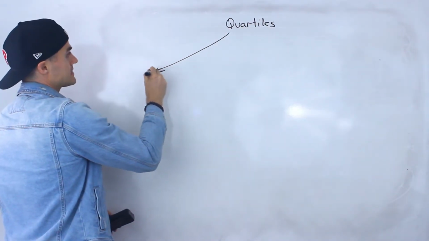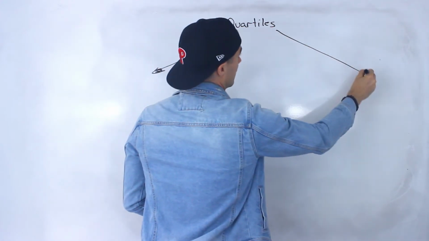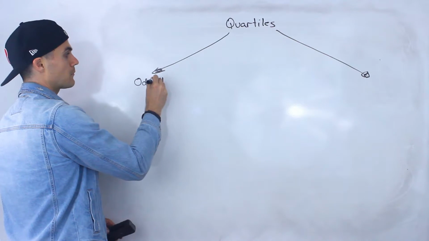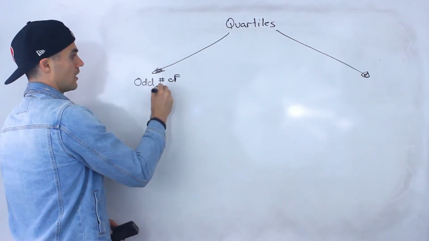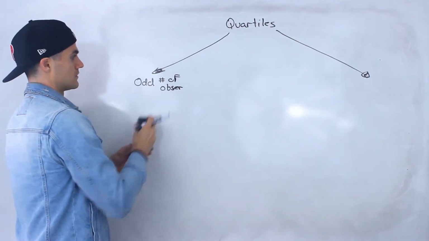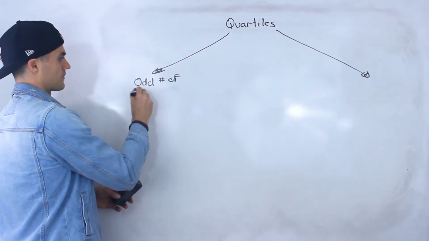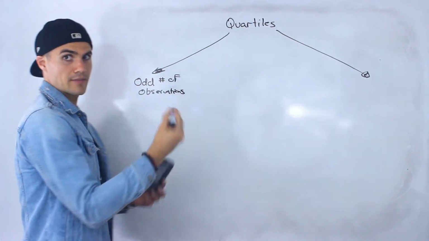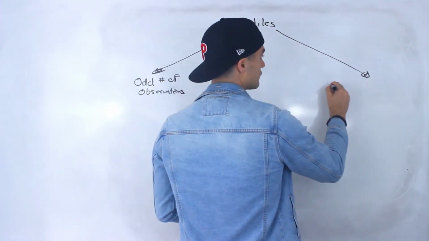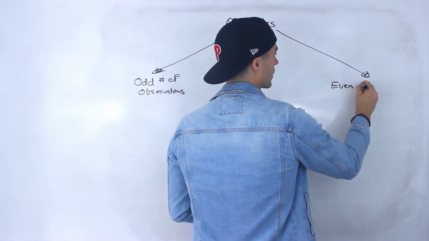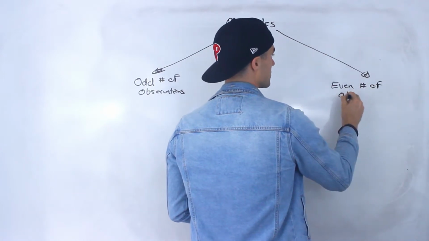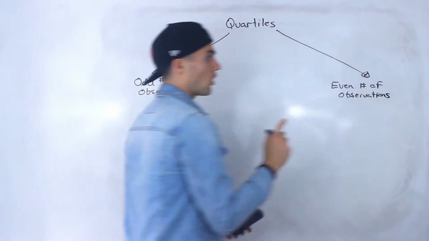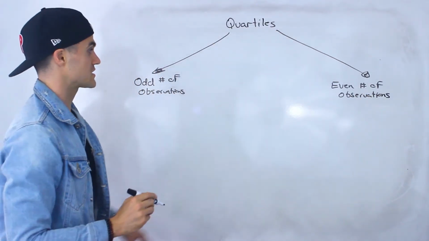And the 2 main cases is if there's going to be an odd number of observations, and then the other case is going to be if there's an even number of observations. However, there's also going to be 2 subcases for each of these.